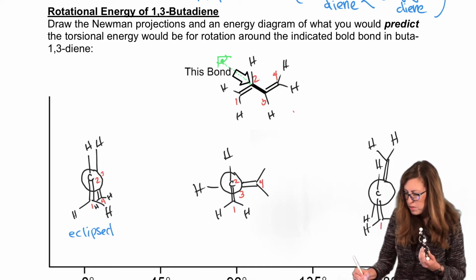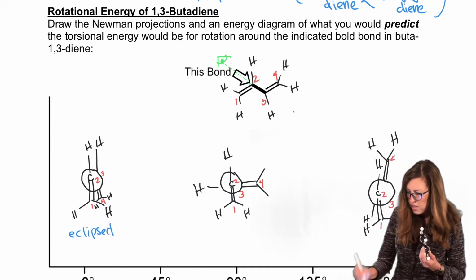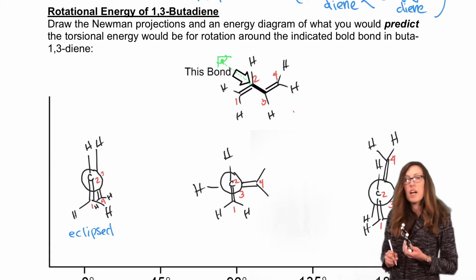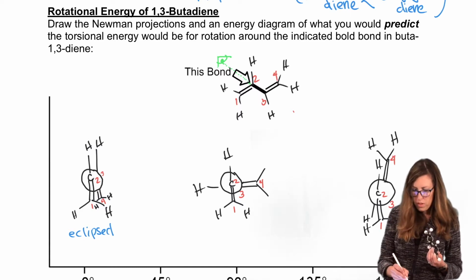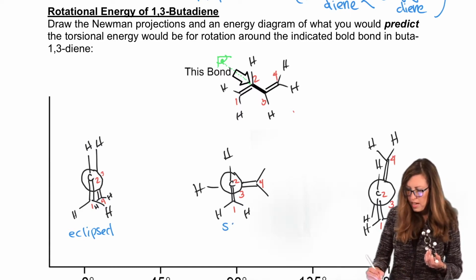Keep my numbering up just so I can keep track. There's my 4 carbons. All right, now I'm also going to do what I did before and label it. So this is staggered, and this is eclipsed.